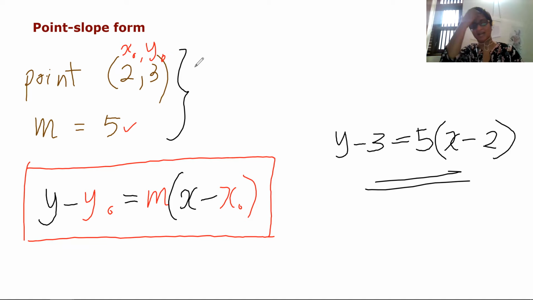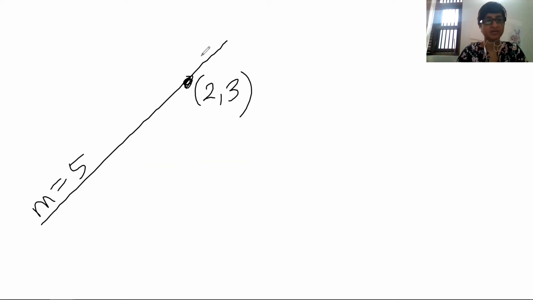Here's how it happens. Say you have this line. Now, what did I give you? I gave you one point on the line, right? I said it's 2, 3. And then I also told you that the gradient is how much? 5? Is it 5? Yeah, 5.